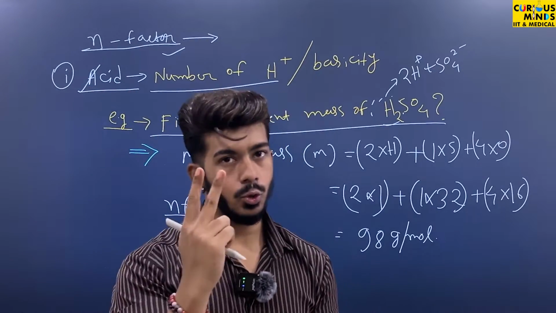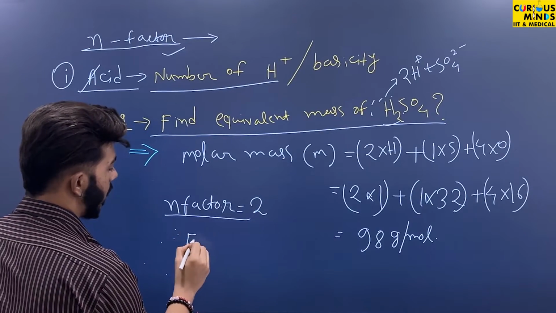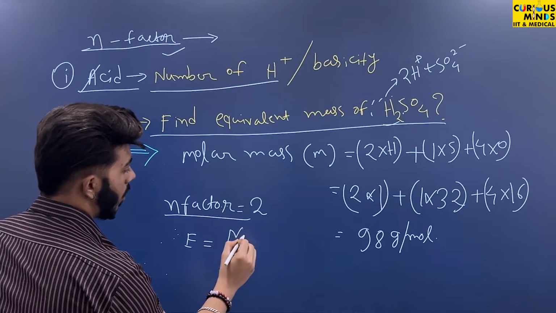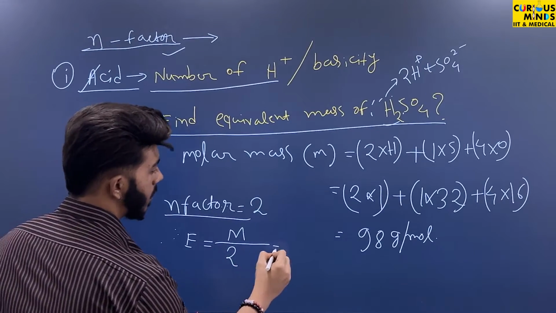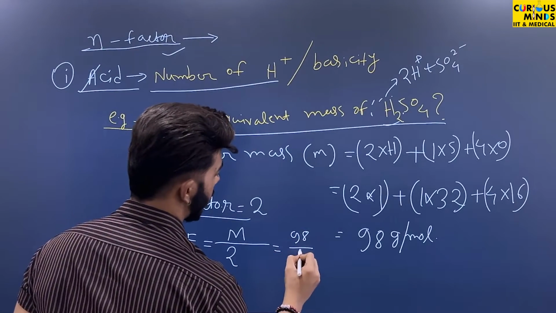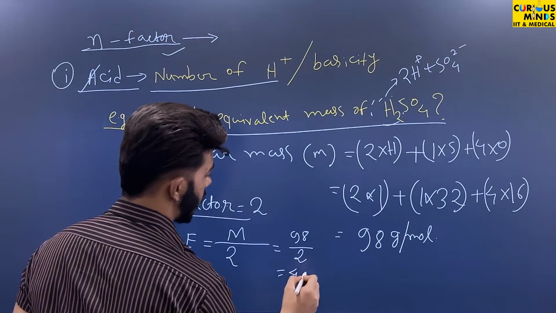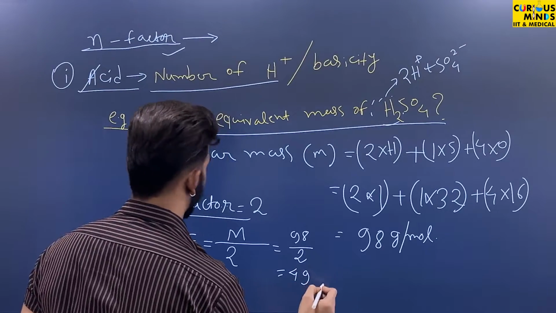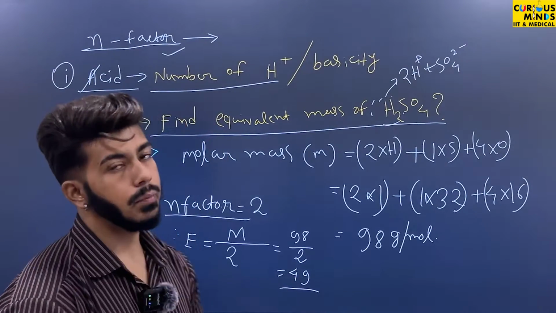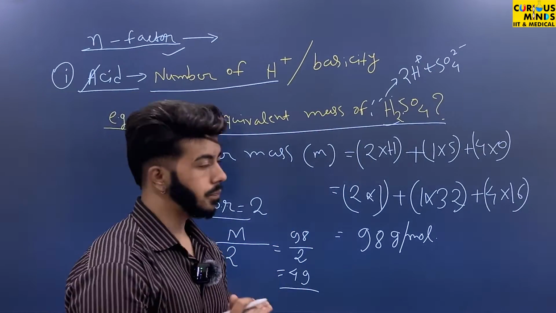How many H plus? 2 H plus. So N factor will be 2. Therefore, equivalent weight is equal to molecular weight, or the molar mass, over N factor, that is 2. So it will be 98 upon 2, that is 49. So equivalent mass will be 49. In this way, you can solve this.